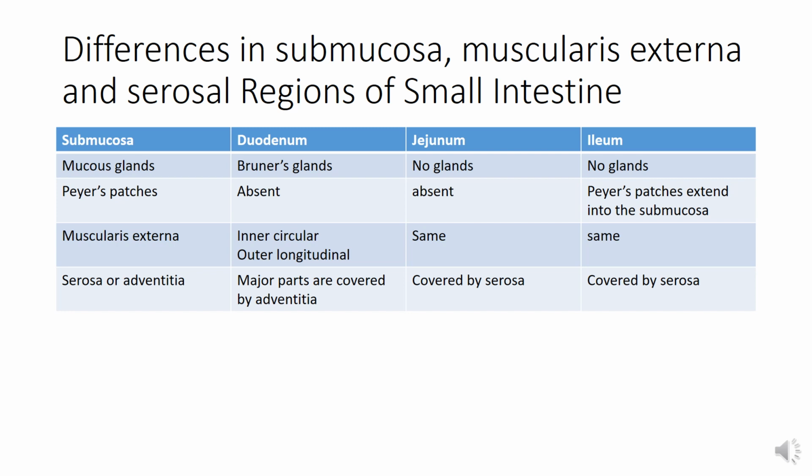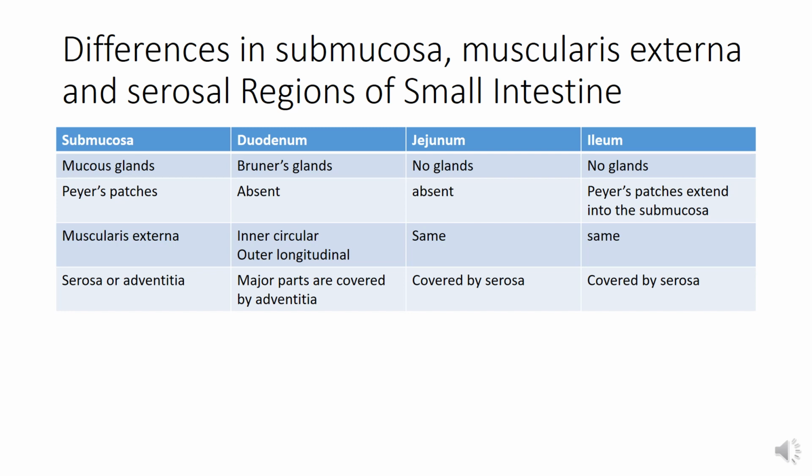Now, the question arises here: why the duodenum? It contains the mucus glands, that is the Brunner's glands, because of the acidic content coming from the stomach in the first part of the small intestine, that is the duodenum. So, more mucus is available here to neutralize the acid. And then the Peyer's patches, they lie in the lamina propria and may extend into the submucosa of the ileum. But again, they are absent in the duodenum and jejunum.